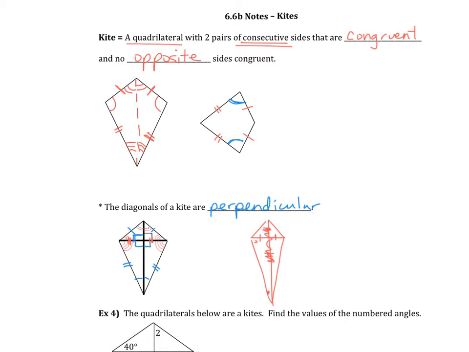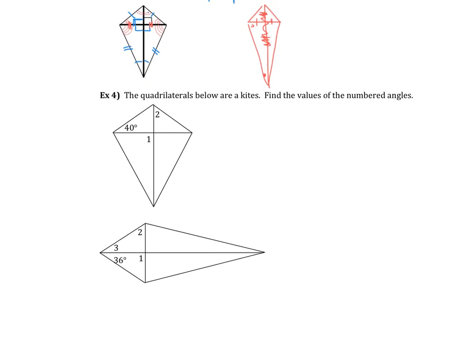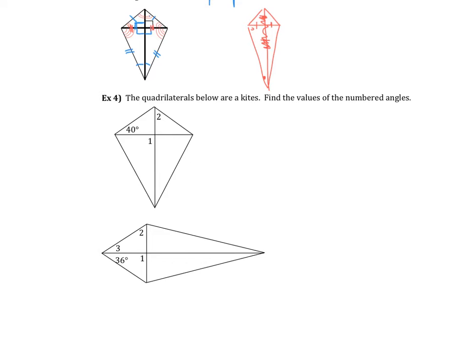Okay, so what you're going to be doing a lot on this test is just finding angle measures for different figures, much like this example 4. It tells you these are kites, which means these are the same and these are the same. Find the values of the numbered angles. So what's angle 1 going to be? 1 is 90, right? All of these angles would be 90 degrees. Okay, so angle 1 is 90 degrees.